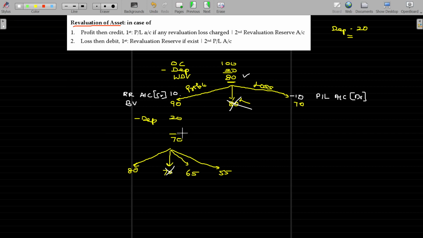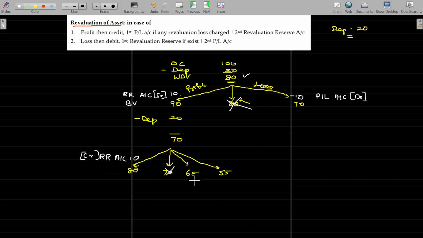From the 70, today's worth is 80. On verification of the market value, we came to know that the value is 80, not 70. Because of increase in the value from 70 to 80, there is an appreciation. Appreciation by how much? 10 rupees. That any appreciation gain will be credited to which account? Revaluation account, credit in revaluation account.